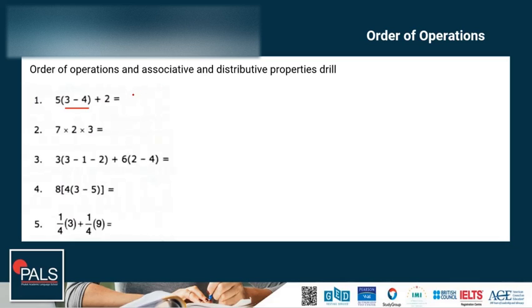So I can write 5. 3 minus 4 is minus 1 plus 2. That's the first step. Then multiplication. 5 times minus 1 is minus 5. Okay, by the way, if I'm using the word minus, I'm referring to negative. So, okay, negative 5. Negative 5 plus 2 is equal to negative 3. Okay, number 2.